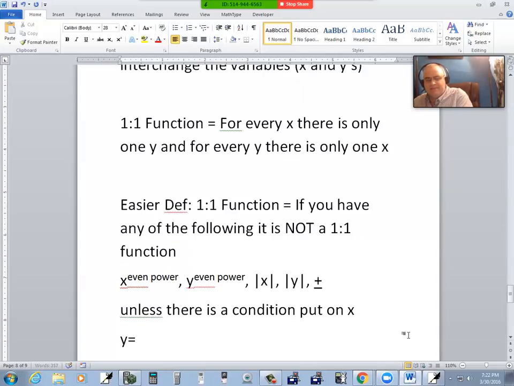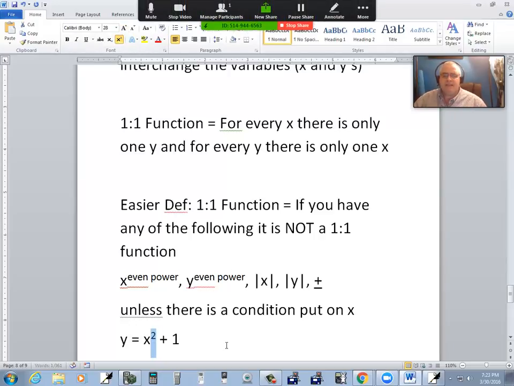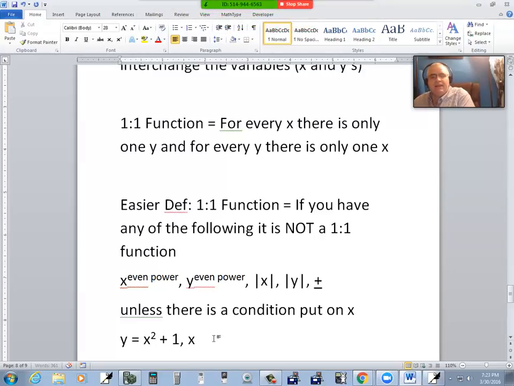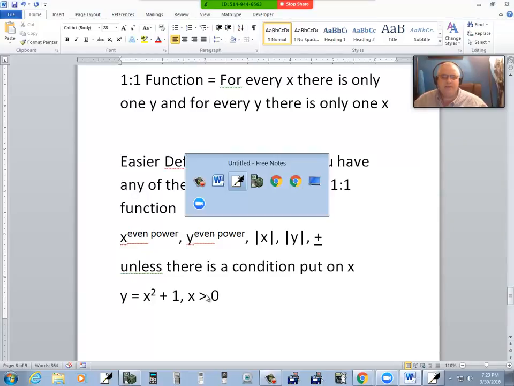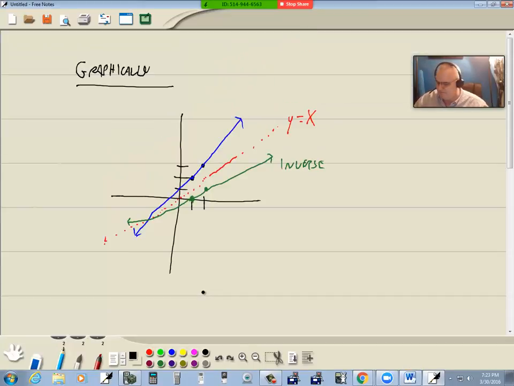What I mean by that is if you had, for example, y is equal to x squared plus 1, the fact that it has an x to an even power means it's not one-to-one unless I put a condition like saying where x is greater than 0. Okay, let's use this definition for our problem then.